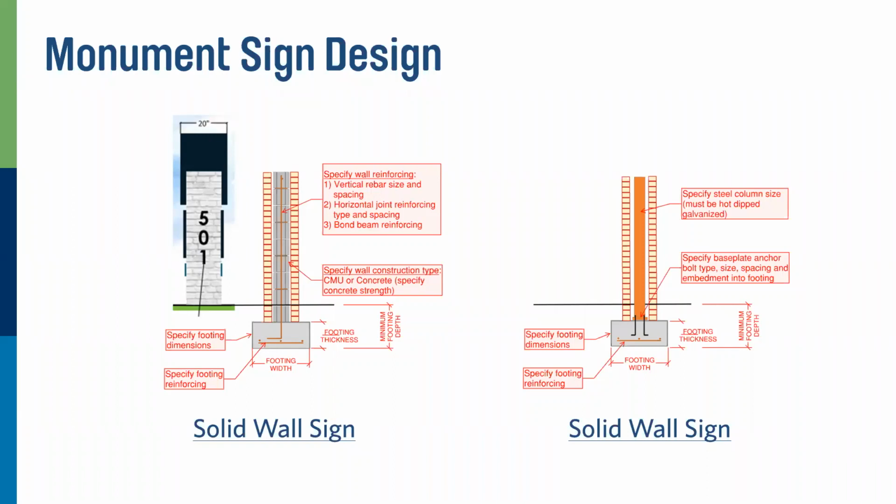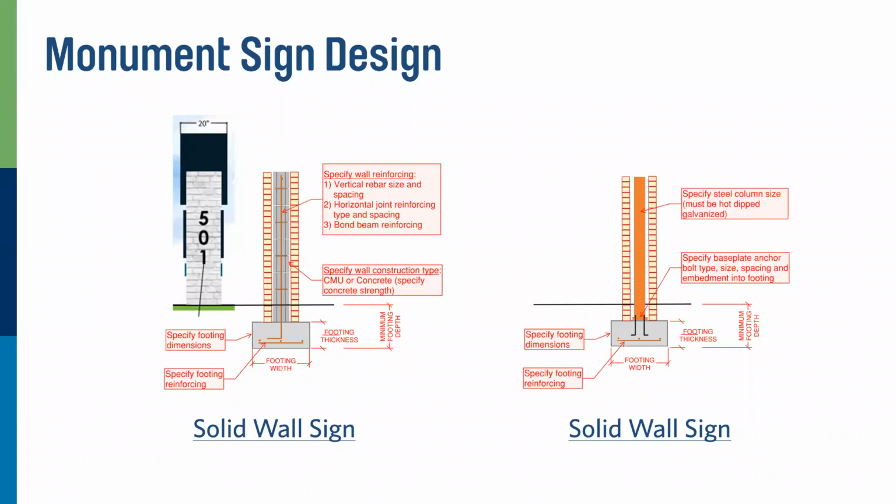All right, you have to specify what the sign is made out of. In this particular case, is this a CMU block or is this concrete? Specify what strength of concrete. Are you using 3,000 PSI concrete, 4,000, 5,000 PSI concrete? Also the reinforcing. What is the vertical reinforcing, the vertical rebar in that wall? What is the reinforcing in the footing? What is the horizontal reinforcing?